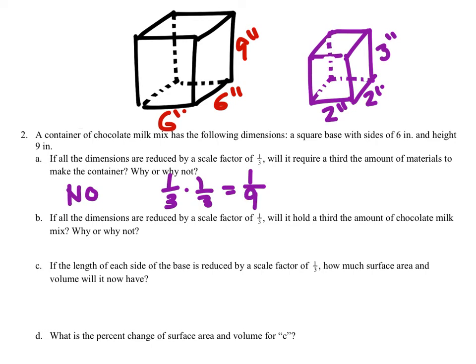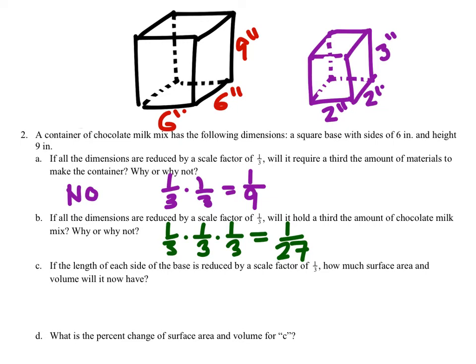So if all the dimensions are reduced by a scale factor of 1/3, will it hold 1/3 of the amount of chocolate milk mix? No, because that's talking about volume. The volume scale factor is the scale factor times the scale factor times the scale factor, which would be 1/27. That's a much smaller amount than what was originally there, but yes, it's 1/27.